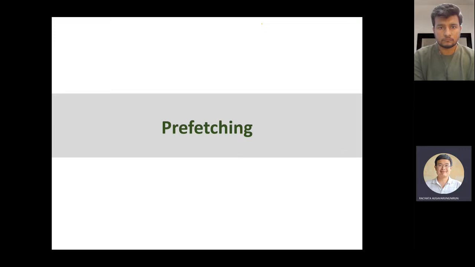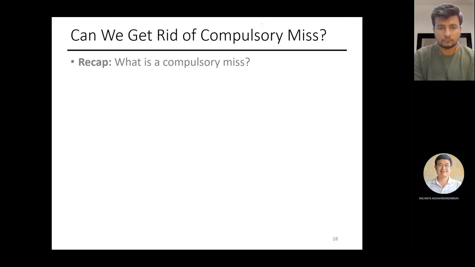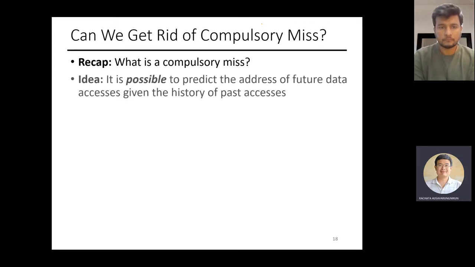Another problem is the compulsory miss. The compulsory miss is when you have a new access to an address that you have never seen before. If you don't do anything, it will be a cache miss. There's no way you can predict what you're going to access, right? And when I say there's no way you can predict, that's a little bit not true, because you can do something like prefetching.